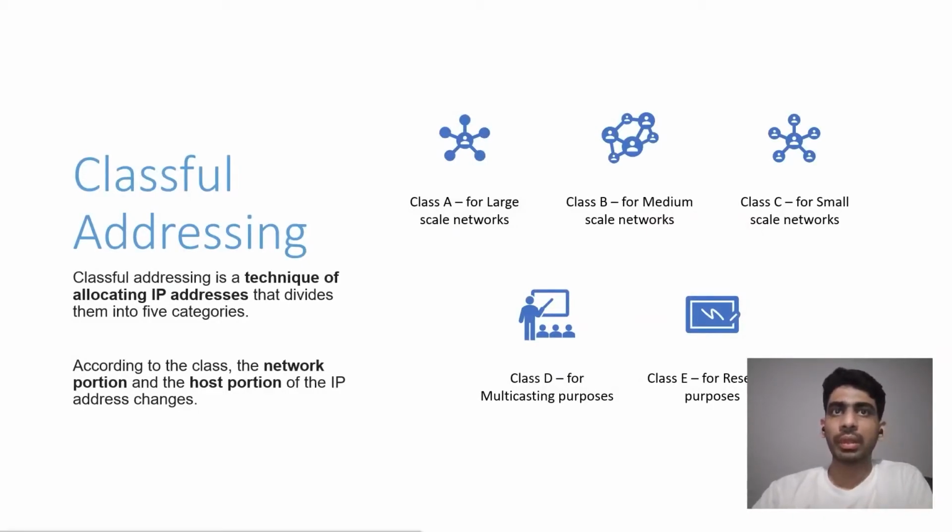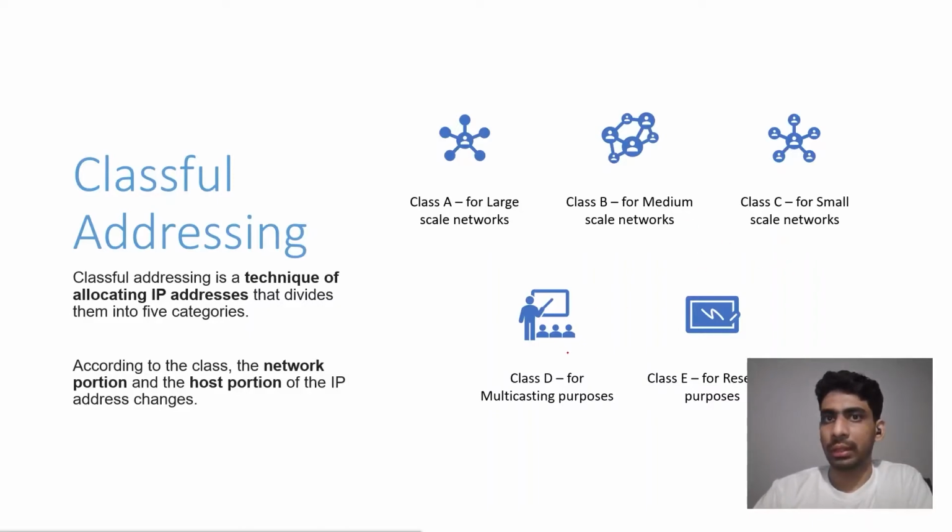Earlier we used classful addressing, which divides the whole network into 5 separate ranges of IP addresses. Those classes are known from A to E. Class A was used for large scale networks with plenty of IP addresses, class B is used for medium scale networks, and class C is used for small scale networks like home networks, with the number of devices less than 256.